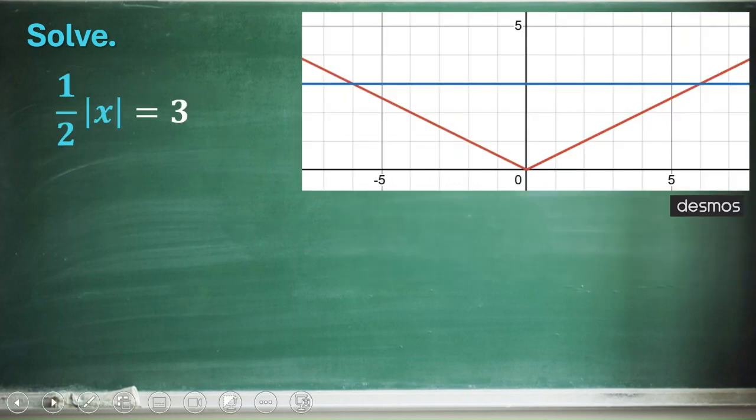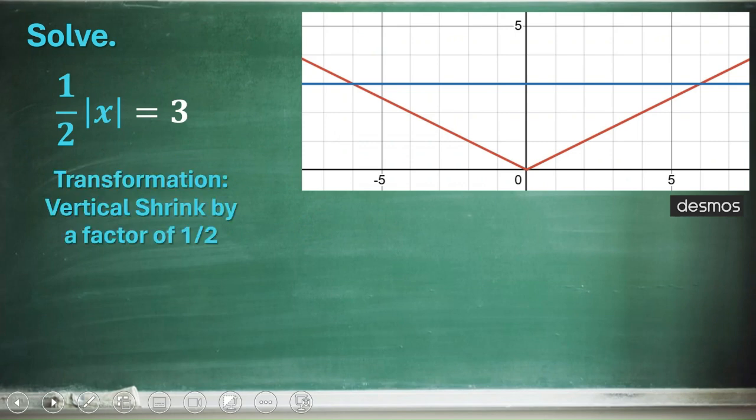All right, our last equation in this set is we have our function, half times the absolute value of x, equals 3. So our transformation here is that this is a vertical shrink by a factor of half. That means our graph is 2 times wider, right, every value has essentially been shrunk by half, because that's what our scale factor is. So that means this graph is growing much more slowly, which means it's much more wide.